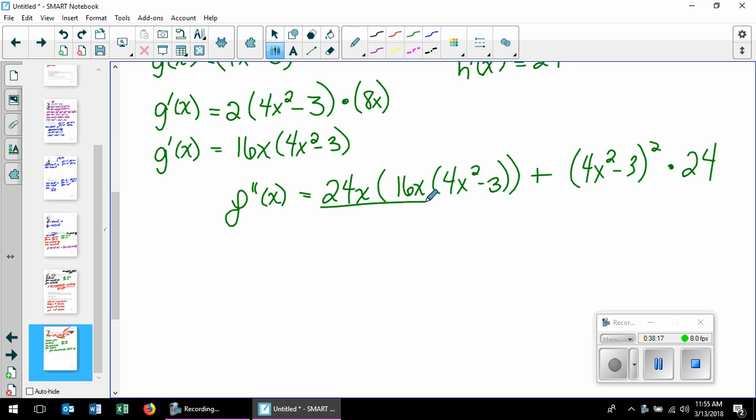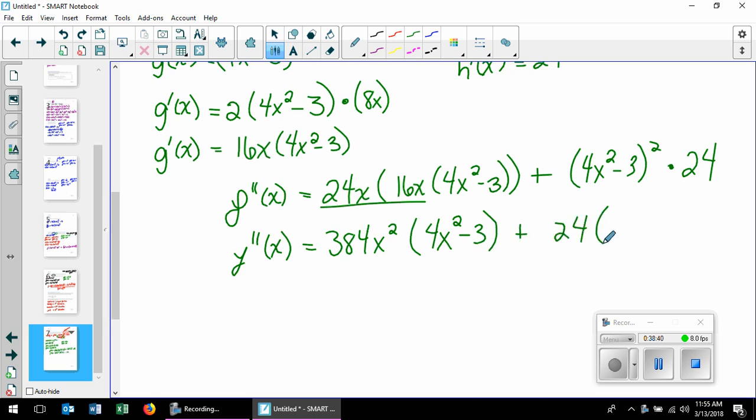I'm just going to multiply these two things together because it's going to help us in a second. I'm just going to do any simple multiplying that I can. 24 times 16 is 384 x squared times 4x squared minus 3 plus. Do you want to multiply that in? All right, so now you found the equation for acceleration.